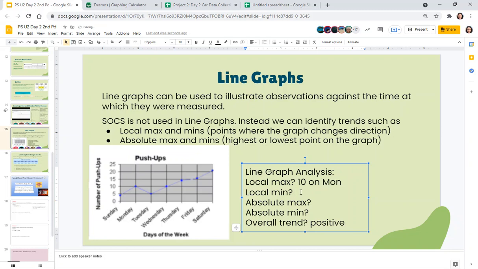And then a local min is going to be what on which day? Yeah, 5 on Tuesday. Absolute maximum is the biggest overall. Which day did he do the biggest overall, or she?